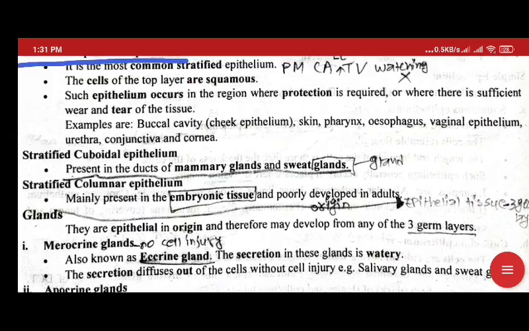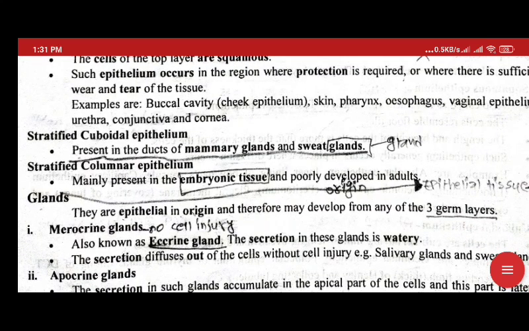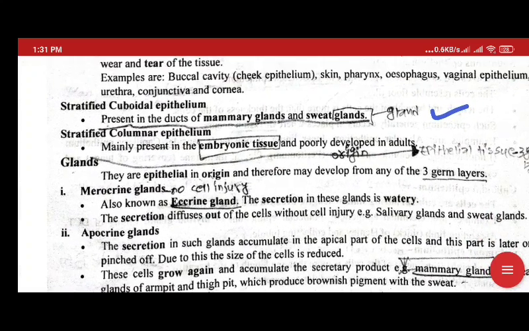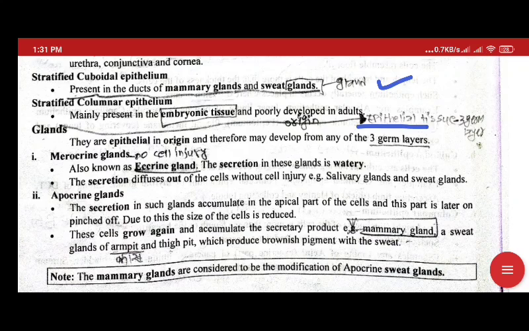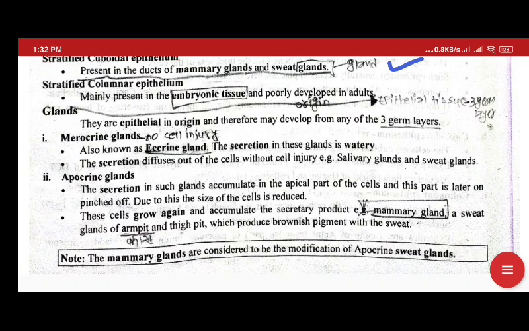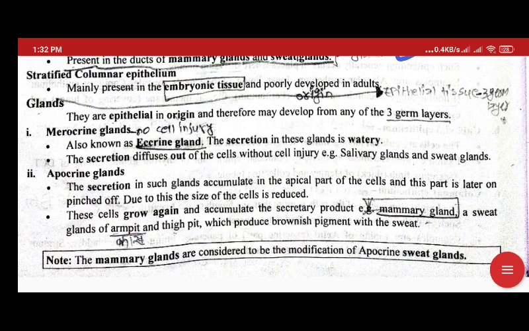Now, students, we begin with stratified cuboidal. In cuboidal we have already discussed glands present: PCT, DCT, lens, retina. Also here glands: mammary gland and sweat gland. Now, columnar is of embryonic origin in adults. We have already discussed that glands are made of epithelial tissue, so they have three germinal layers: ectoderm, mesoderm and endoderm. That is the origin germ layer.